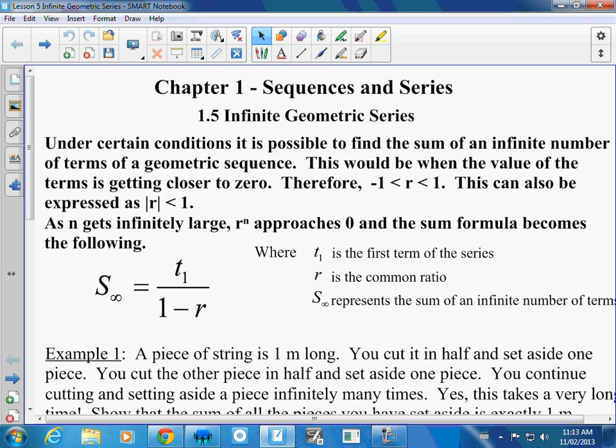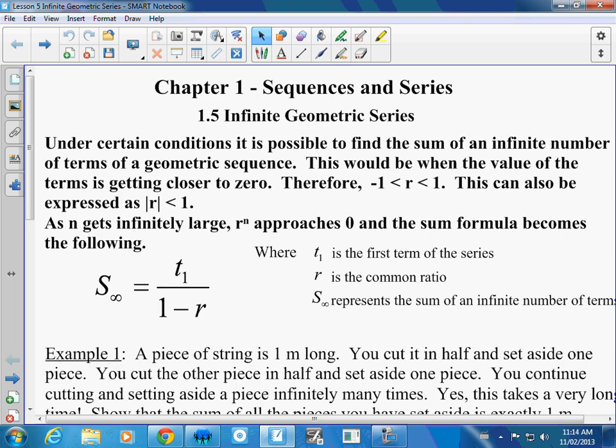Okay. So what happens is the formula, do you have to memorize this formula either? No, it's on the sheet. What's this little symbol mean? Infinity. That's what's infinite. Basically, here it is. S infinity equals T1 over 1 minus R. What's T1? What's R? Common ratio.